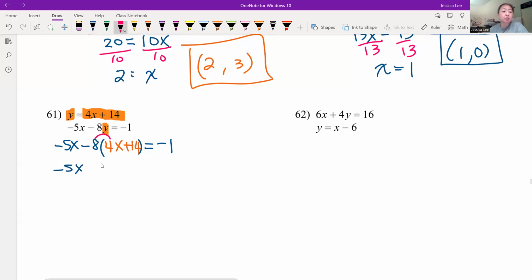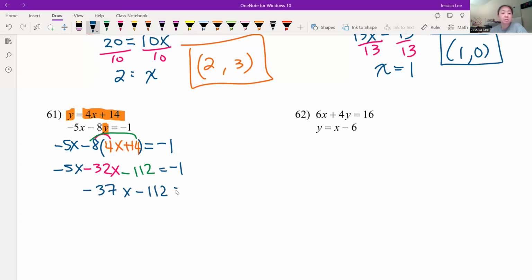So again, we're going to just distribute negative 8 times 4x is going to be minus 32x. Ooh, the 32x is back. And then negative 8 times 14 is going to be minus 112 is equal to negative 1. I hope that's right. Yeah, that's right. Okay, and then from here we have some like terms. So this negative 5x minus 32x, which is going to be negative 37x minus 112 is equal to negative 1.